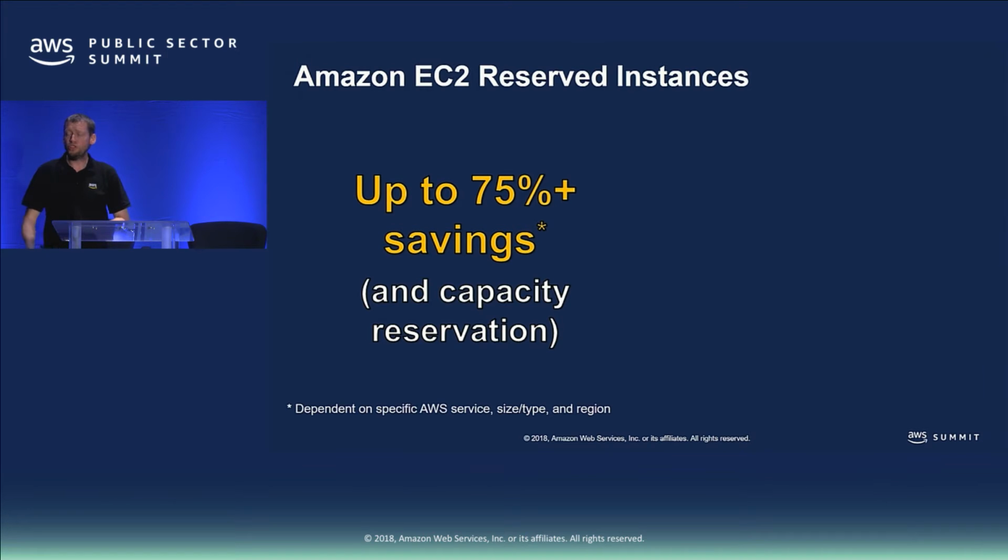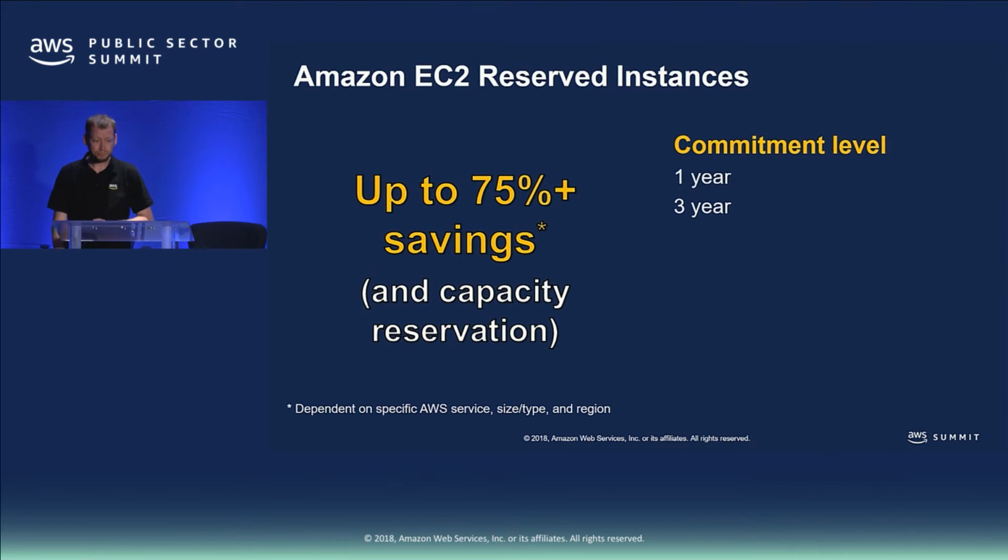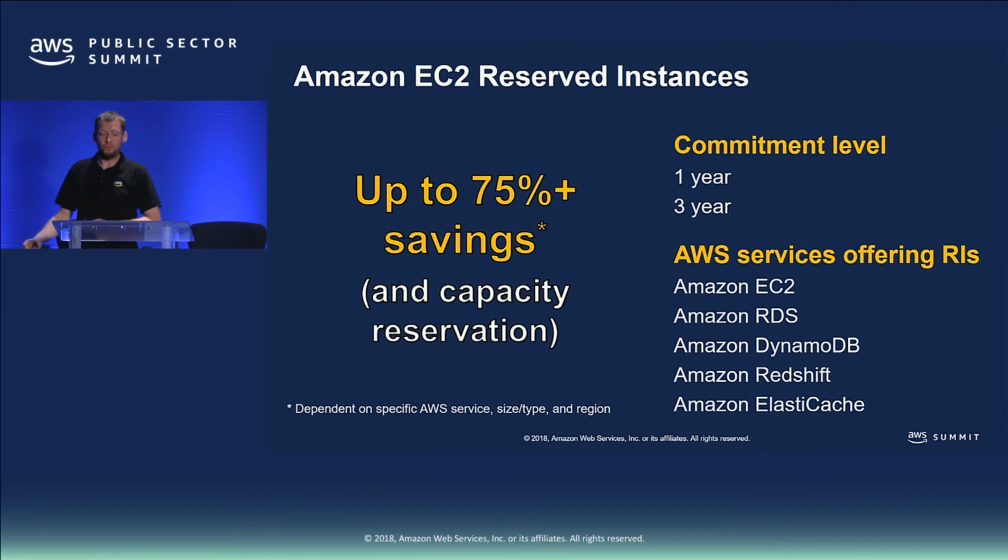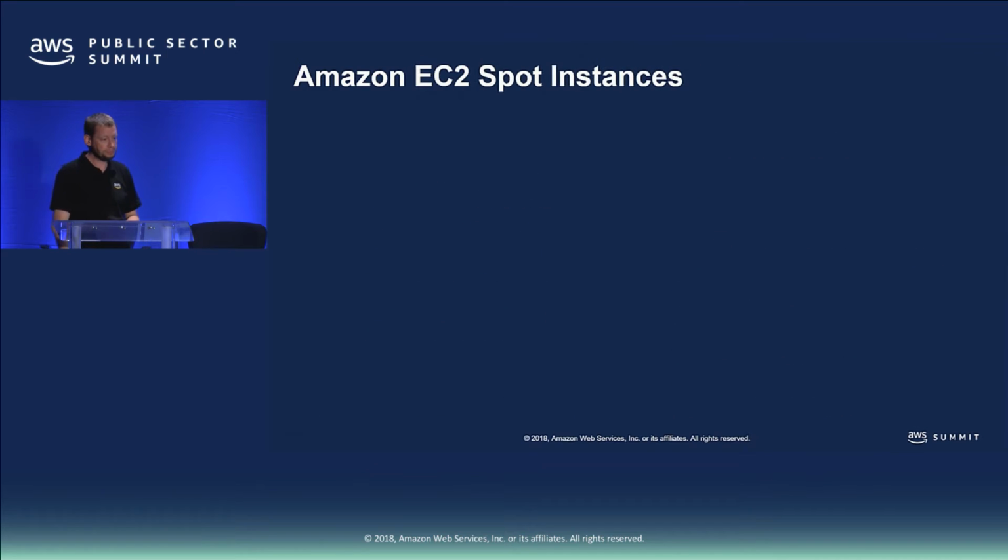And the benefit of EC2 reserved instances is very great. It can be up to 75% plus savings and capacity reservation when you make a reserved instance request. In return for reserving an instance, you commit to that for either 1 or 3 years. And it's not just EC2. We have EC2, but also RDS, our managed database service, DynamoDB, our NoSQL service, Redshift, our data warehouse, and our in-memory service, ElastiCache, all allow you to make reserved instance purchases. And in fact, now Elasticsearch also does that, so that was launched a few weeks ago. So all of these allow you to make commitments in return for significant discounts.